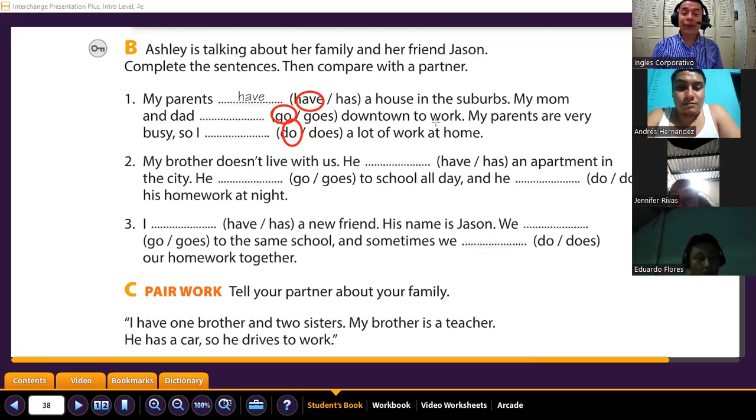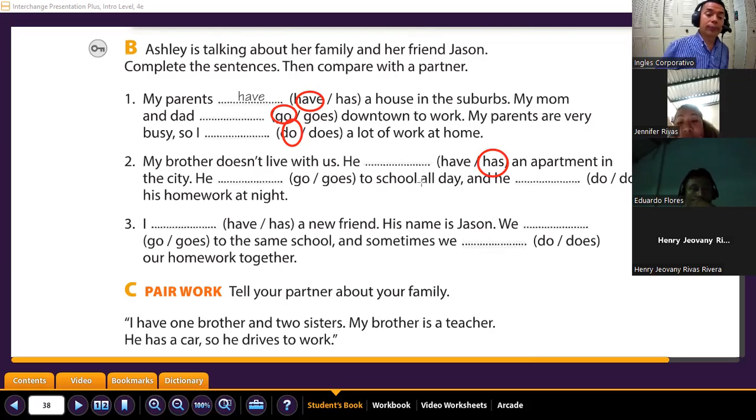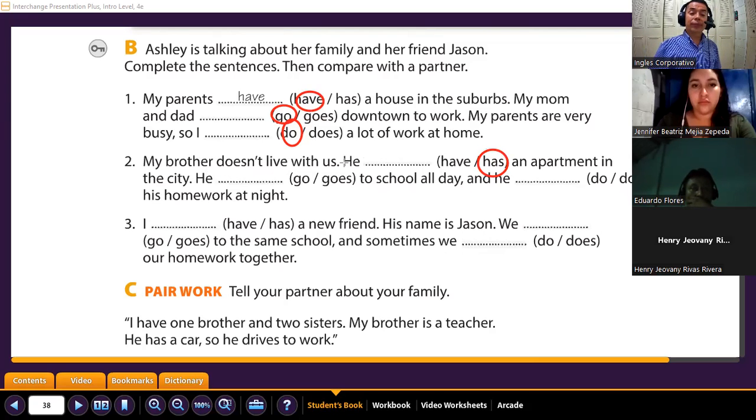Thank you very much. Now let's continue. My brother doesn't live with us. He has an apartment in the city. He go or he goes? Goes, right? He goes. This is a verb, an action, to school all day. And he do or he does? Does. He does. Okay, very good.